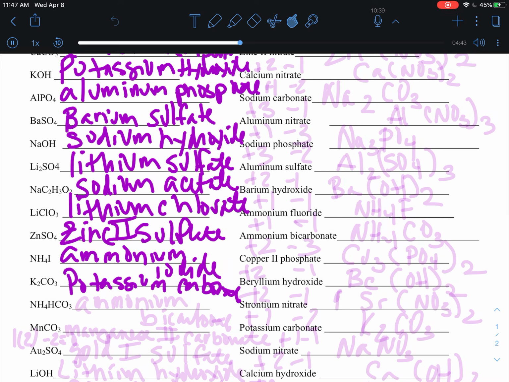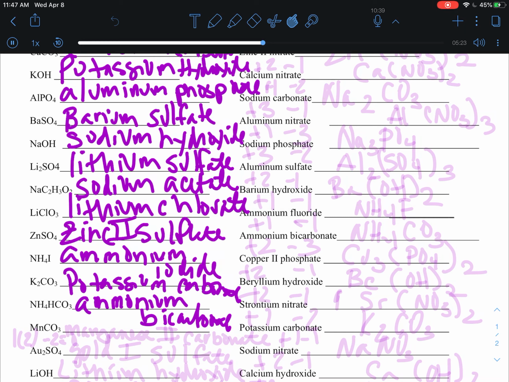Wait, I just went back to it. Complete charge sheet, that's what I want. Okay. Yeah, zinc, that's what I thought. Zinc doesn't need a Roman numeral because it only has one charge if you look at the back of your periodic table, and I may post this so that you guys have it if you need it. Yeah, so this is ammonium bicarbonate. Right.